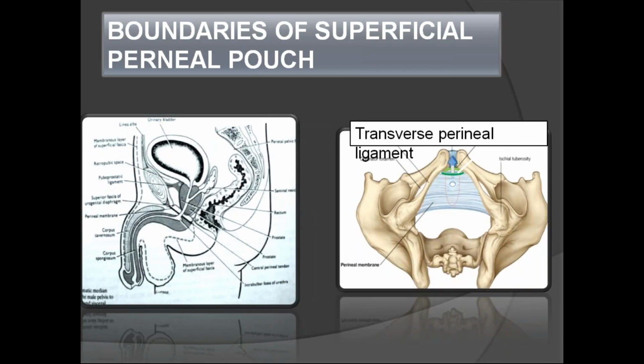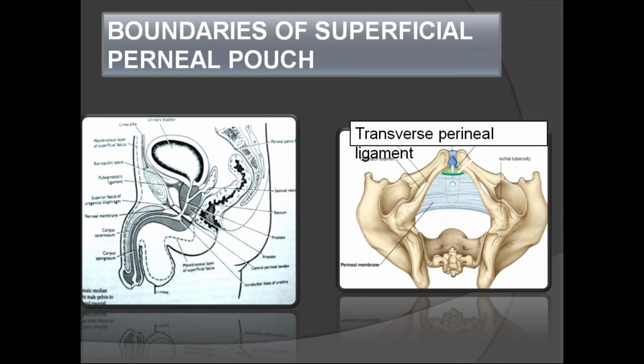Next one, boundaries of superficial perineal pouch. So what is meant by superficial perineal pouch? So it is a pouch below the perineal membrane. So in this diagram, identify here, this is anterior part, this is the posterior part. So anteriorly, superficial perineal pouch continues with the fascia of the scrotum, fascia of the penis, and fascia of anterior abdominal wall. Posteriorly, the Scarpa's fascia joins with posterior border of the perineal membrane.